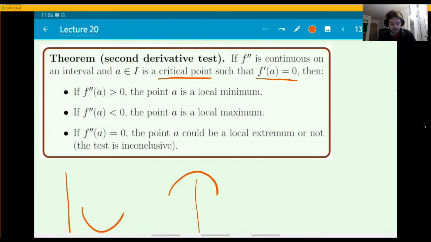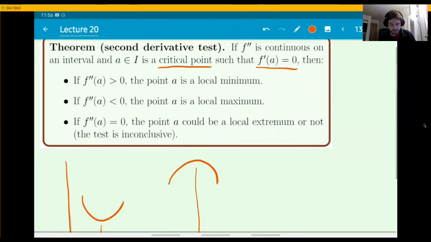Then if f double prime is positive, the point must be a local minimum. If it is negative, it must be a local max. If it is 0, the test is inconclusive. You don't know. It might be a local min or max, or neither. We'll come back to this during recitation for more practice, but try to think about it for a while to convince yourself that it makes sense.